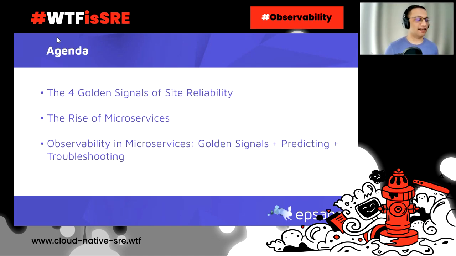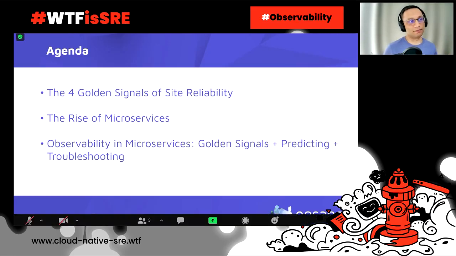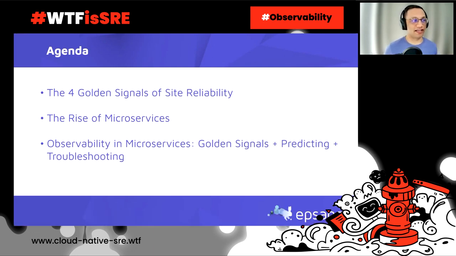So with that, let's get into our session. In this session, I'll cover the 4 golden signals of SRE. We'll just brush over them. I think most of you might be familiar with it. We'll also see how microservices have risen over the past 10, 15 years. And then finally, we'll see how observability has changed due to the rise of microservices.